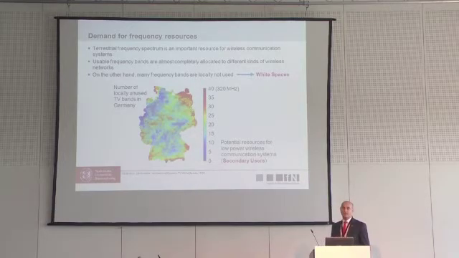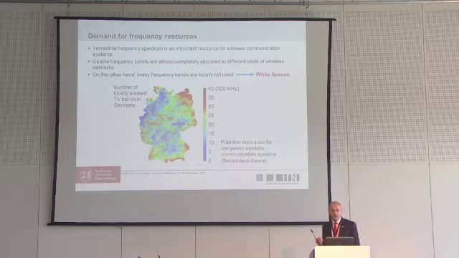So let me start with a rather simple statement that terrestrial frequency spectrum is an important resource for wireless communication systems. We heard some of it already from Mr. Reimers. The problem is that frequency bands that are usable for mobile communications are today almost completely allocated to different kinds of wireless networks. But on the other hand, if we look at the spectrum usage more closely, we will see that many frequency bands are underutilized, which is also the case in the TV spectrum, in the UHF bands.